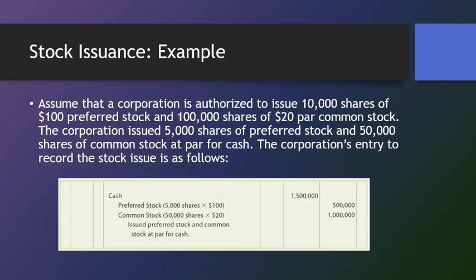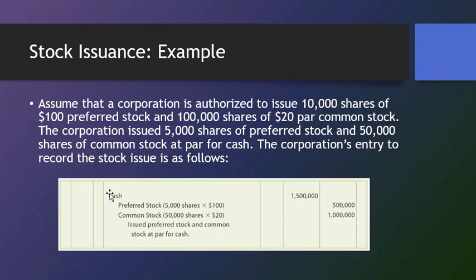Here is a very simple example of a stock issuance. We're going to assume that a corporation is authorized to issue 10,000 shares of $100 preferred stock and 100,000 shares of $20 par value common stock. They choose to issue 5,000 shares of the preferred stock and 50,000 shares of common stock at par value in exchange for cash. So in this case, the investors are actually paying the par value for the stock.